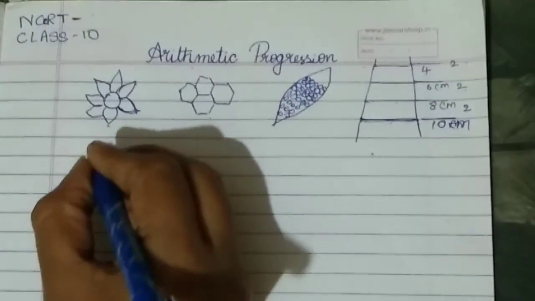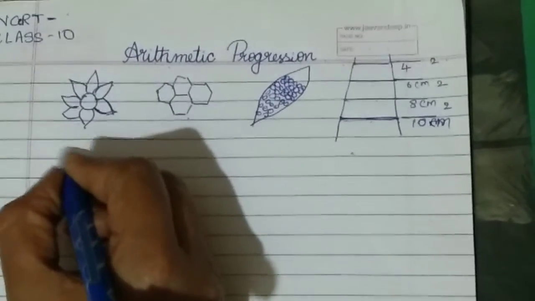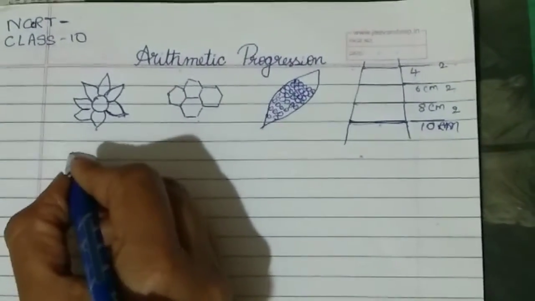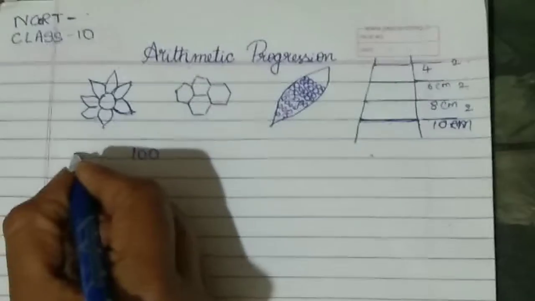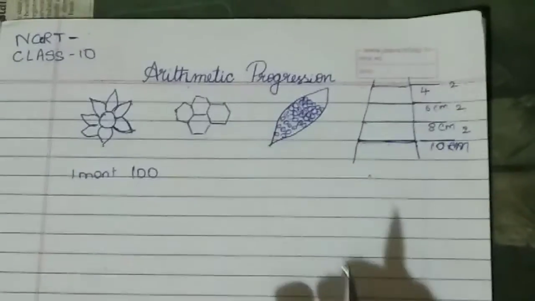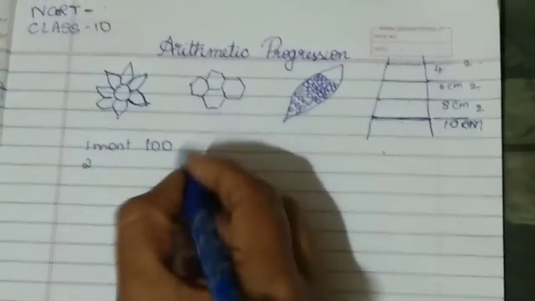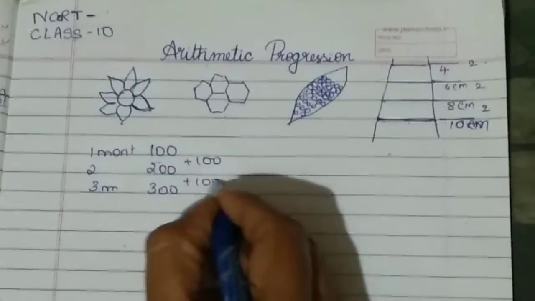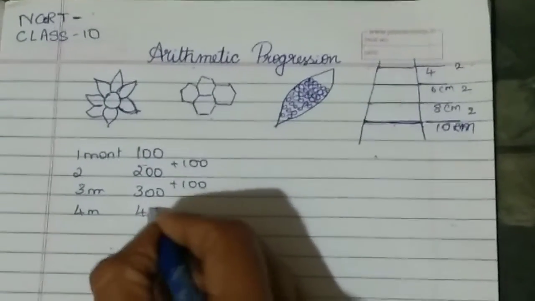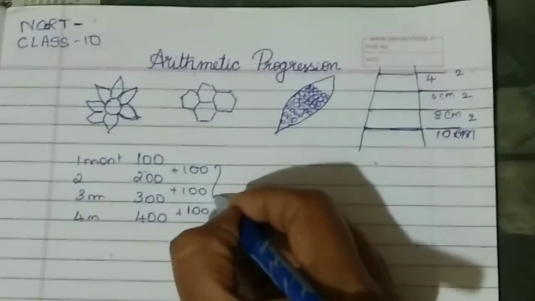Now I am going to give an example. Say I give you pocket money. I am giving you a pocket money of 100 rupees per month. First month. So second month you have 200. So plus 100. Third month you have 300. So plus 100. Fourth month 400, plus 100. So you got the pattern.